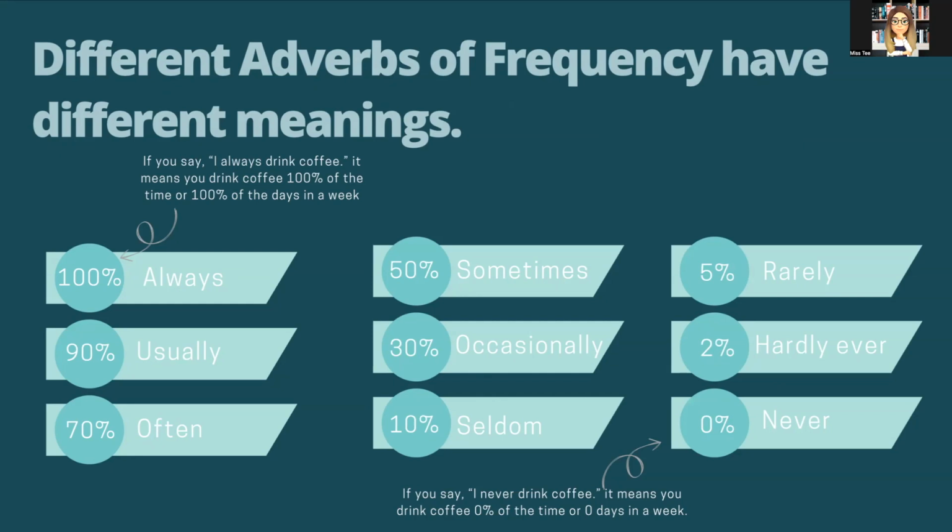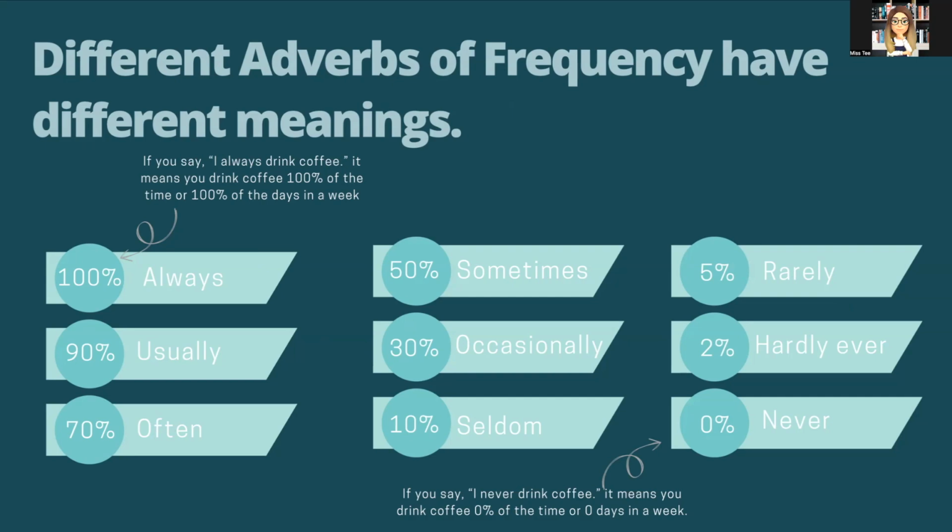70% is often, so less than usually. Half of the time is sometimes. A little bit less than that, we can say occasionally. Seldom is not very often, just a little bit of the time. And rarely is like once on a special day, you will do something. Hardly ever is even less than that. And never is 0% of the time. So if you say, I never drink coffee, it means you drink coffee 0% of the time, for 0 days in a week. So never.